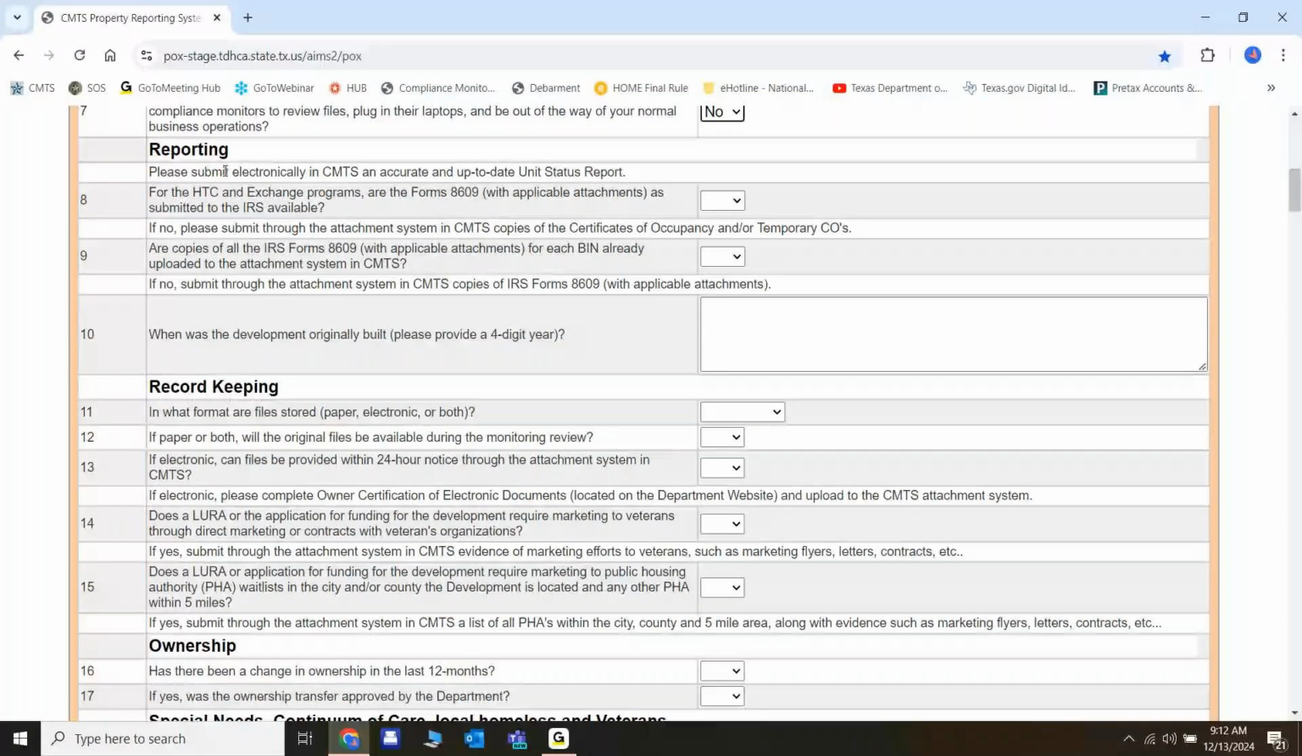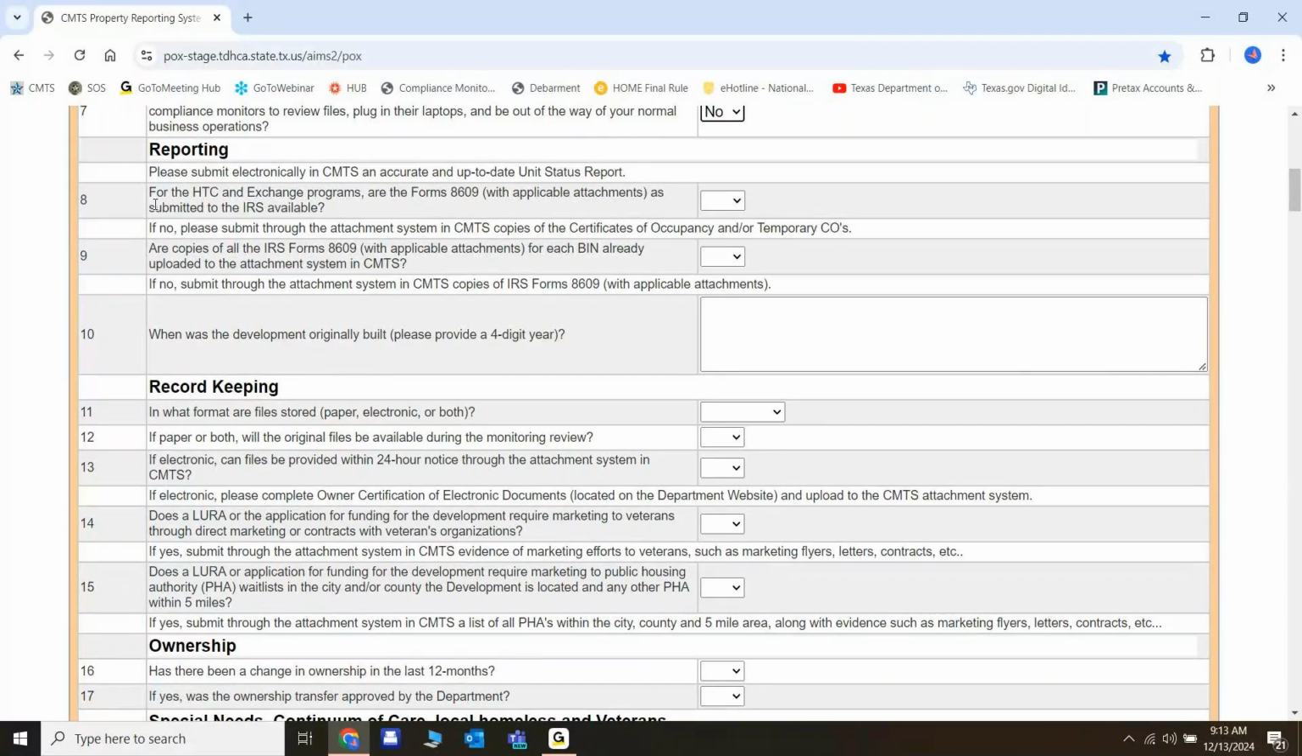Now, if they submitted their unit status report on December 7th when their documents were due and it was up to date as of December 7th, that's great. But we're not going to make you constantly go in and update and update. We just want them updated as of the end of the last month prior to the review. So make sure it's up to date, make sure all your special needs units are marked, make sure everything is ready to go on that unit status report, and then make sure it's submitted. Then you're going to come back to here and continue to answer questions.